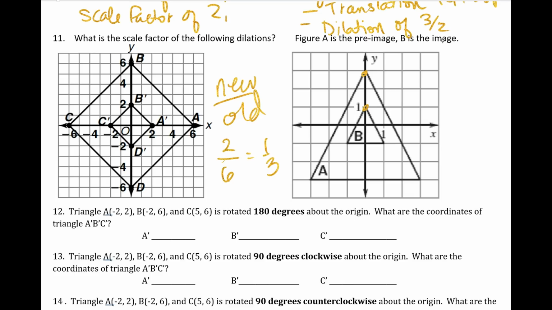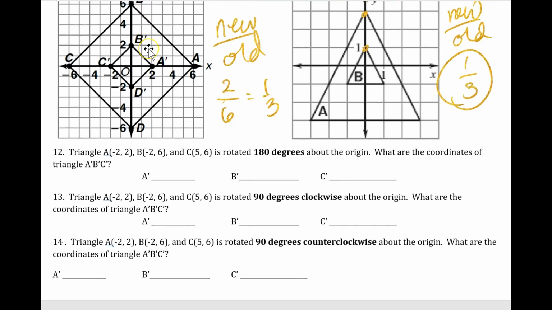All right. So the small image is the new. New over old. New, y'all. New is 1. Old is 1, 2, 3. Both of these is the scale factor of 1/3. All right. This is the end. Woo, gosh. It's about to be over.